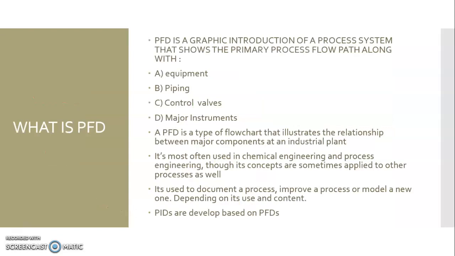So under this one, basically, PFD is a graphic introduction of a process system that shows the primary process flow path. Under PFD, you should have these four elements: equipment, piping, control valve and major instrument. Basically, PFD is a type of flowchart that illustrates the relationship between major components in an industrial plant. Okay, and then P&IDs are developed based on PFD.